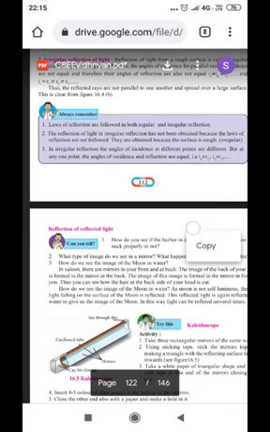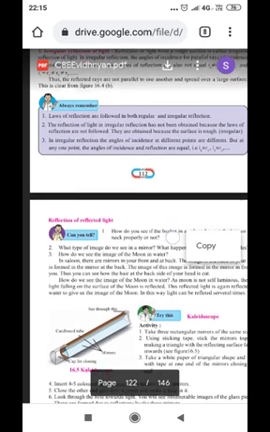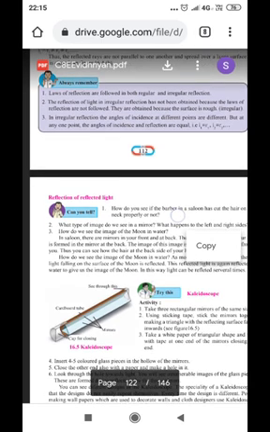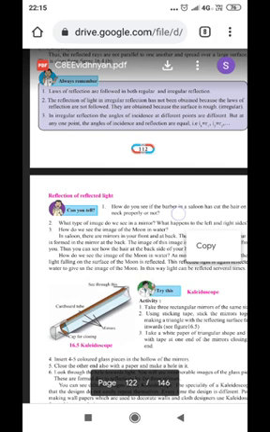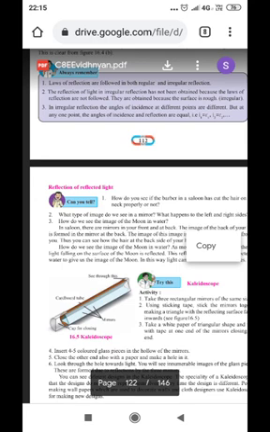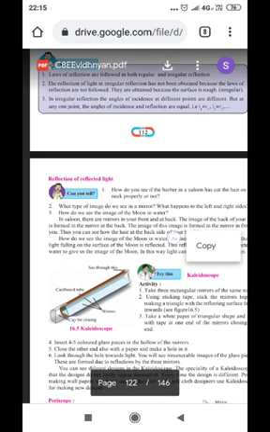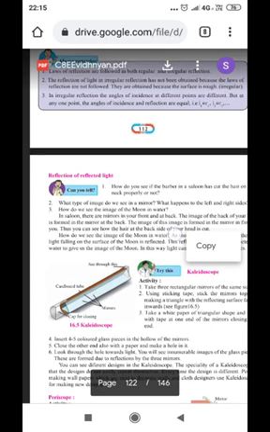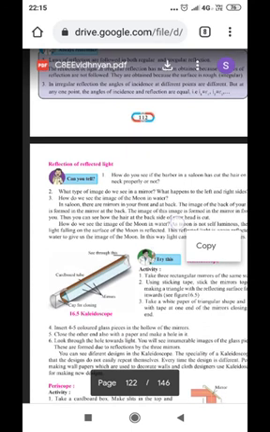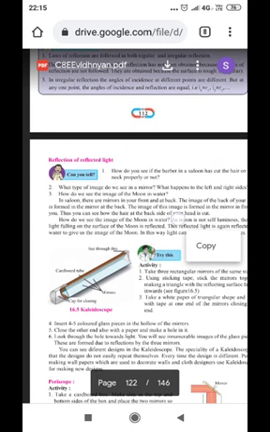So, with the help of this experiment, what are we supposed to remember? The law of reflection is followed in both regular and irregular reflection. Reflection of light in irregular reflection is not regular not because the law of reflection is not followed, but because the surface is rough and irregular. In irregular reflection, the angle of incidence at different points is different, but at any point, the angle of incidence and reflection are equal. That is, I1 equals R1, I2 equals R2, and so on.